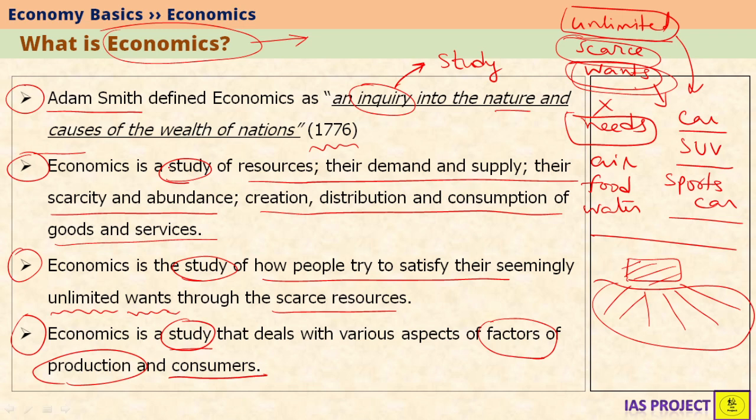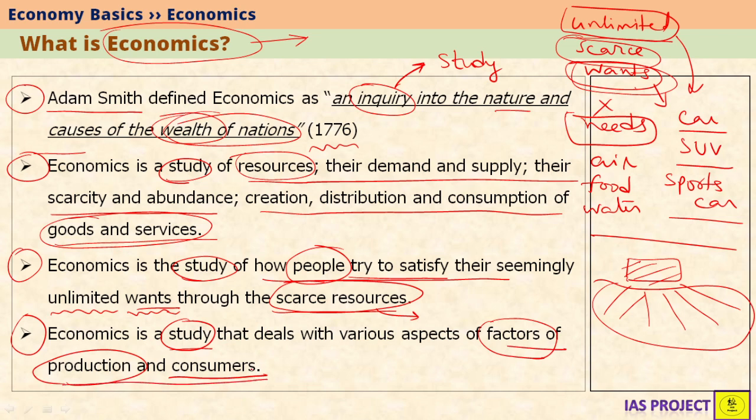So economics is basically a science which conducts study into what? It studies resources, goods and aspects. It studies wealth, the wealth of nations. It studies people also, how people try to satisfy their wants and needs. It studies scarce resources especially. Although it also studies abundant resources, economics is mostly interested in scarce resources and how those scarce resources are distributed among people. In the fourth definition also we see economics is a study. It studies factors of production and consumers.